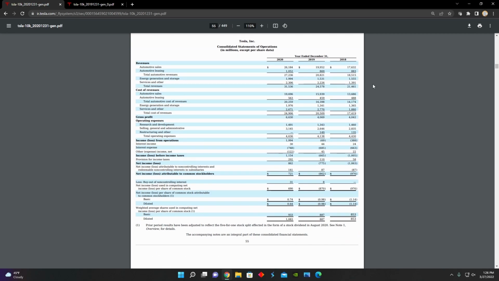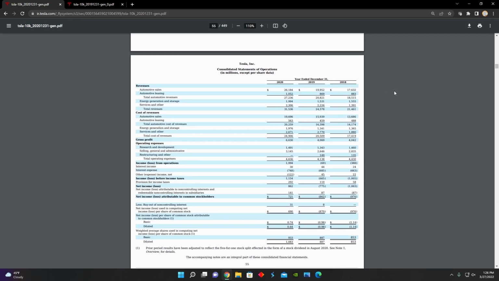And that basically sums up everything there is to know about the income statement.